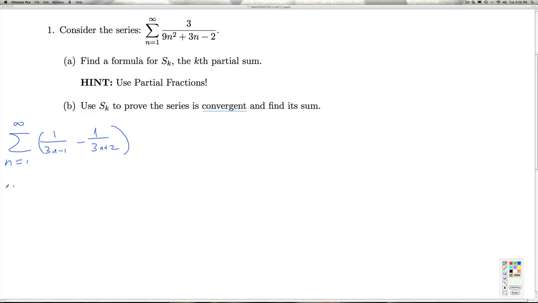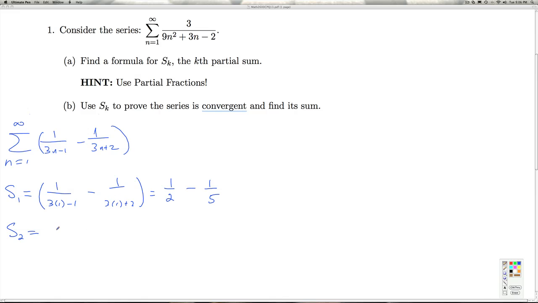All right, so we start with our partial sums. Let's look at S sub 1. That means we add from 1 to 1. So we're just adding the first term here. So I'm just going to replace n with 1. So I get 1 over 3 times 1 minus 1 minus 1 over 3 times 1 plus 2. And I simplify that. I get 1/2 minus 1/5.